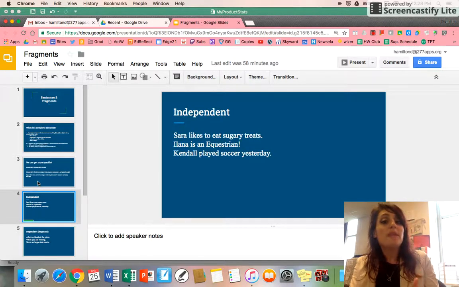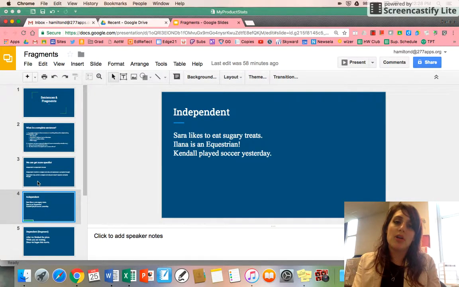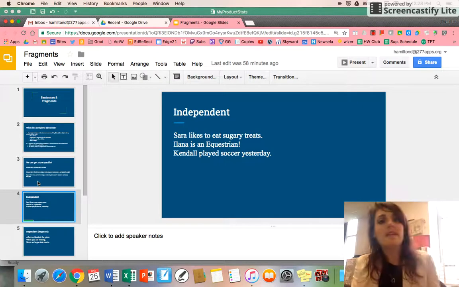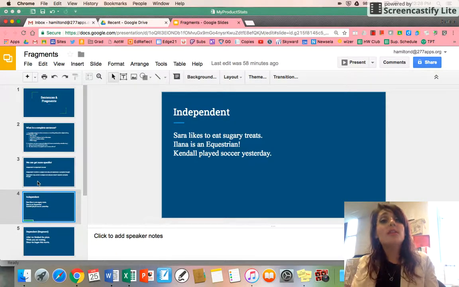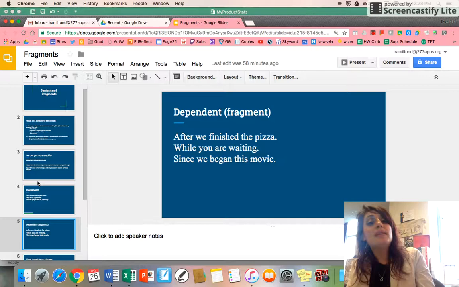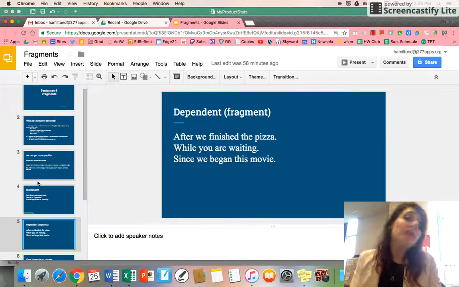So here are some examples of independent clauses. Sarah likes to eat sugary treats. Alana is an equestrian, and Kendall played soccer yesterday. Now, all of these are very basic sentences, you could add a lot more detail, but technically these are all complete thoughts because they have a subject, they have a verb, and they express a complete thought. As we move to dependent clauses, these are what we can call fragments.